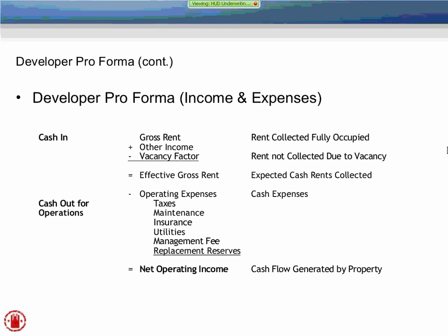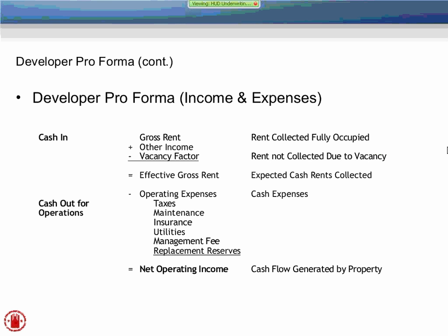We're going to add to that any other income, again, if there's garages or parking or any other type of income that the project's going to be bringing in, and then subtracting out of that our vacancy factor. And again, we're always going to consider a vacancy factor. That number will lead us to our effective gross rent, so our expected cash rent that we're actually going to be collecting. Then our cash out for our operations, our operating expenses, these are going to be our cash expenses.